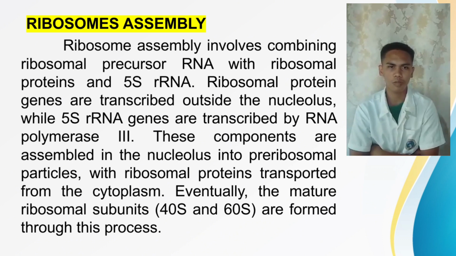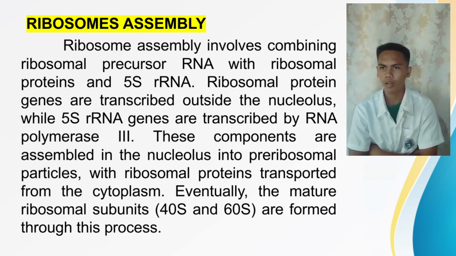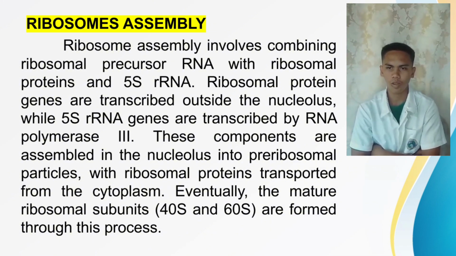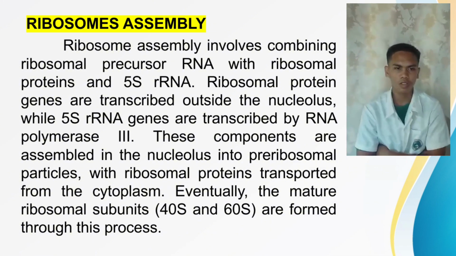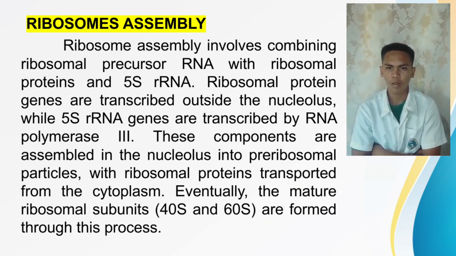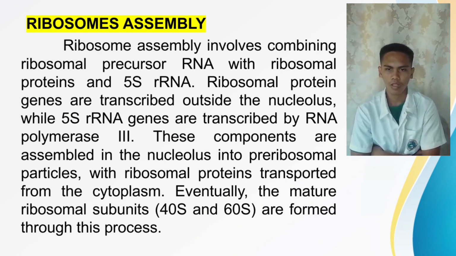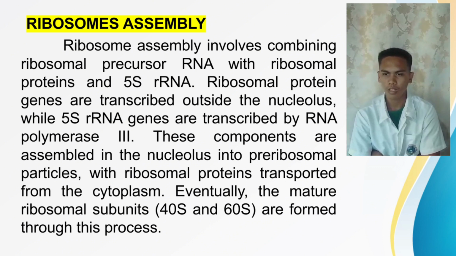Ribosome assembly. Ribosome assembly involves combining ribosomal RNA with the ribosomal proteins. Ribosomal protein genes are transcribed outside of the nucleolus, while 5S RNA genes are transcribed by RNA polymerase III. These components are assembled in the nucleus into ribosomal particles with the ribosomal proteins transported from the cytoplasm. Eventually, the ribosomal subunits, 40S and 60S, are formed through this process.